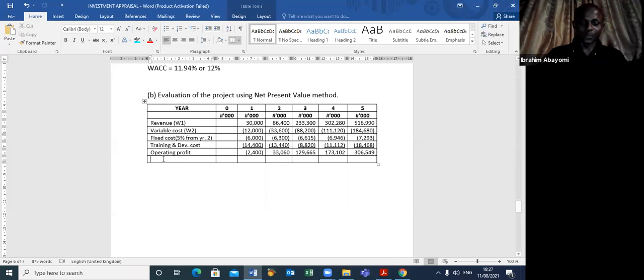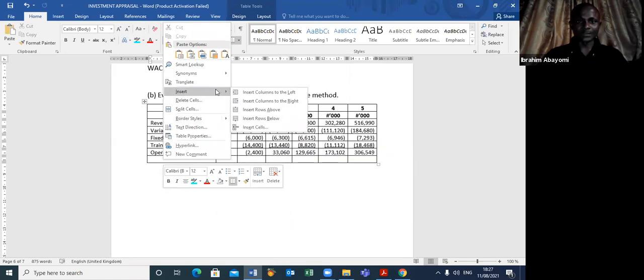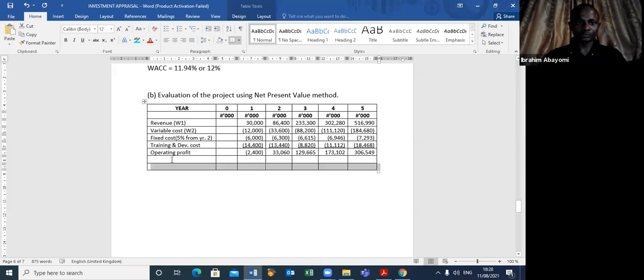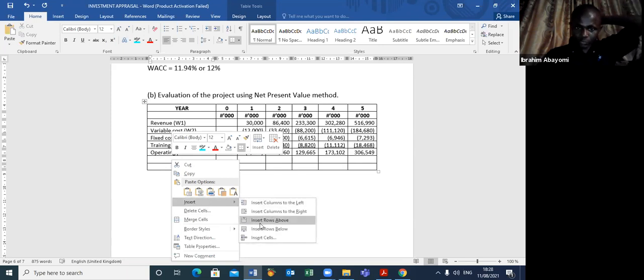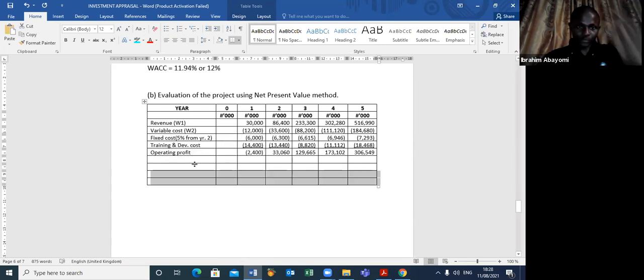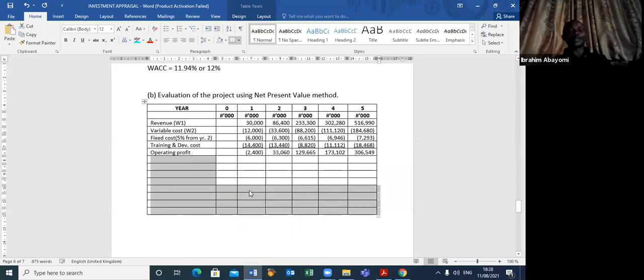Now, we need to compute our tax, right? Let me insert a row below. Let me insert more, please. Oh, I see, I'm going to have one more row. Insert row below. Insert again. So I have to have more. Okay, this should be enough now.